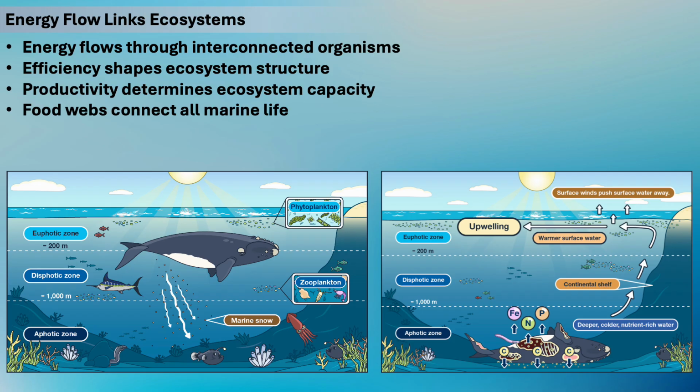Most of the energy that supports marine life originates in the sunlit surface ocean, where primary production occurs. Phytoplankton converts sunlight into organic matter, which then moves through food webs as organisms consume one another. While some of this energy remains in surface ecosystems, a portion is transported to other environments through biological and physical processes. One of the clearest examples of this cross-ecosystem energy transfer is a whale fall.